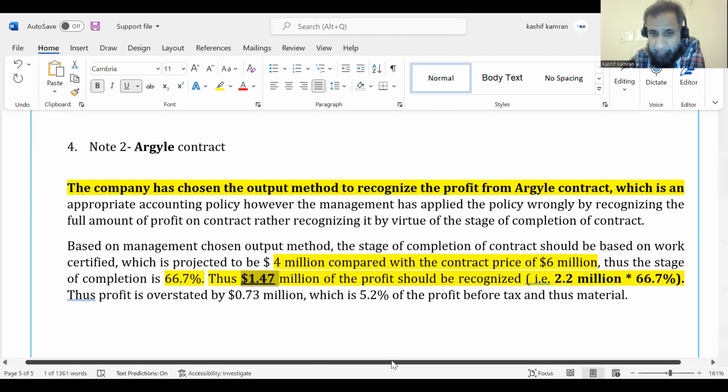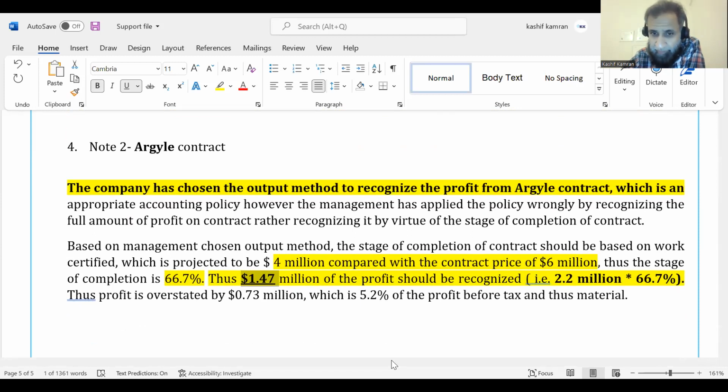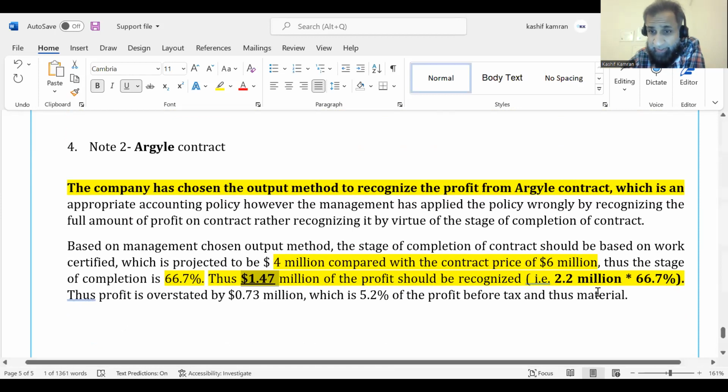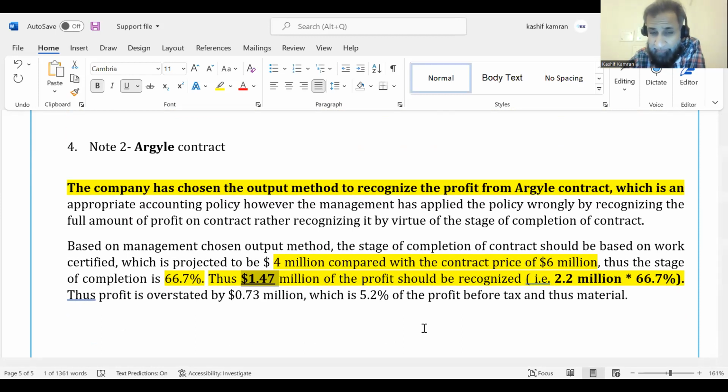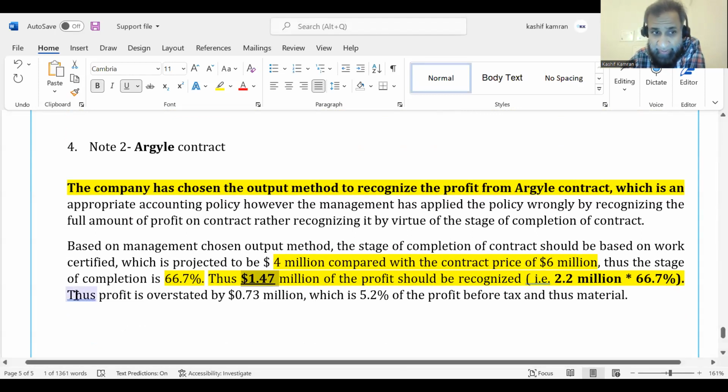The entire 2.2 million. So how much is the profit overstated? The management has recognized the 2.2 million profit. But how much should be recognized? 1.47. So what is the difference between 2.2 million and 1.47 million? The profit is overstated by 0.73 million.